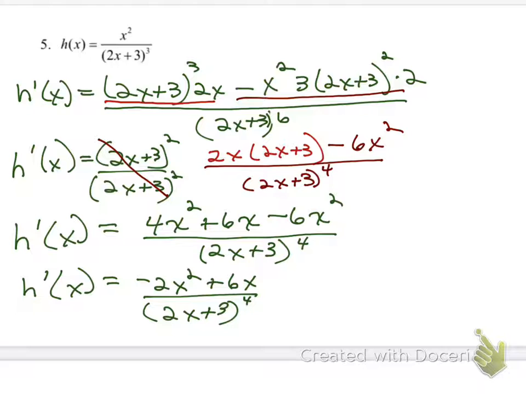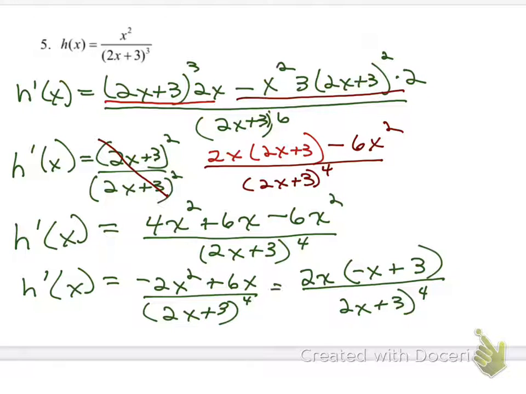I can factor out a 2 and an x. So that's going to give me negative x plus a 3 all over 2x plus 3 to the 4th. Okay, so we are done. It's in the nicest form you can get it in. I would just go back and just make sure that all your numbers look good and you're good to go. So this is the best form.